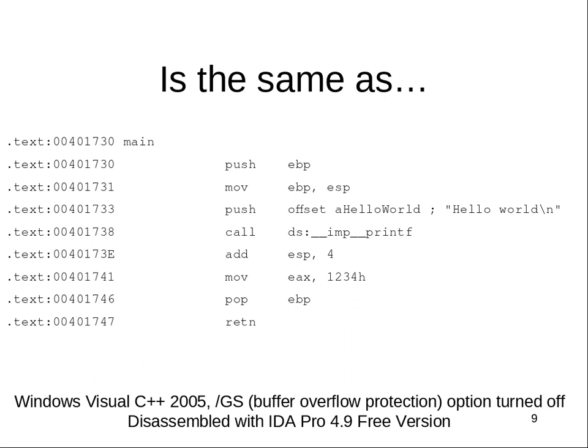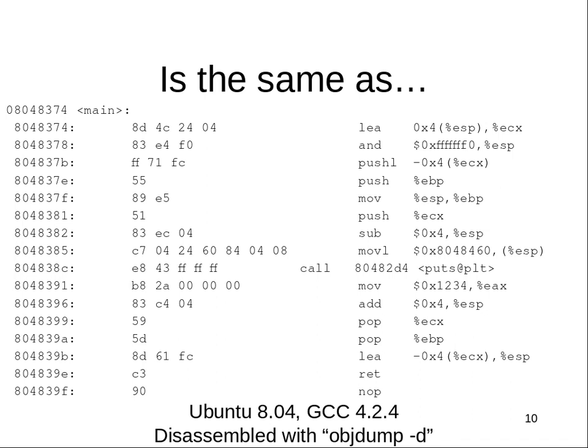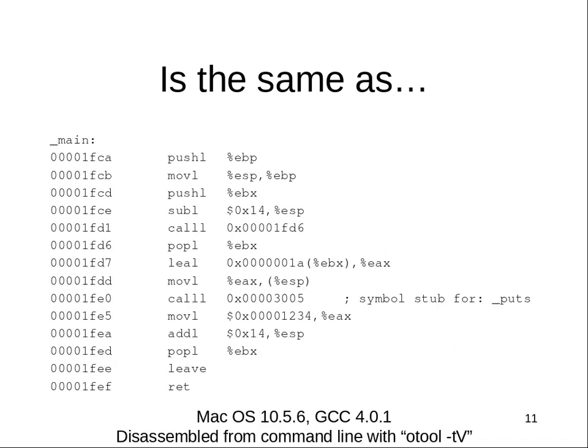Of course, that's in Visual Studio 2005 with buffer overflow protection turned off and disassembled with IDA Pro version 4.9, the free edition. Sweet. GCC does this with good old objdump. And Mac does something like this.